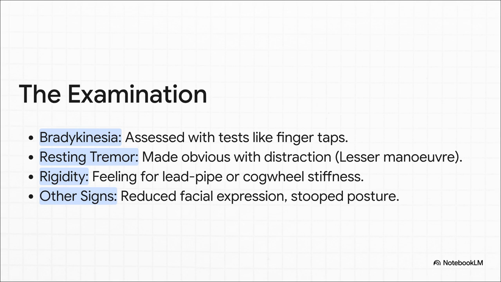For rigidity, we'll passively move their arm or leg, feeling for that smooth, constant lead pipe resistance, or maybe a jerky, ratchet-like cogwheel feeling. We also keep an eye out for other supportive signs, like a masked, expressionless face, a stooped posture, or seeing them take extra little steps when they try to turn around.